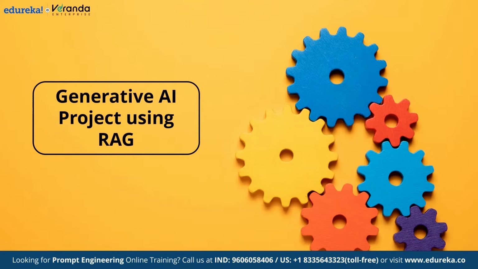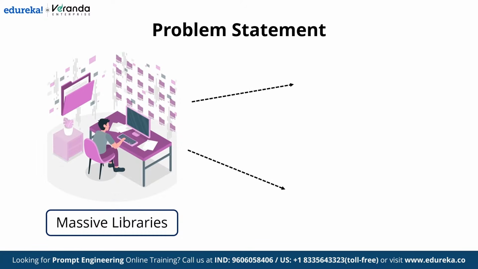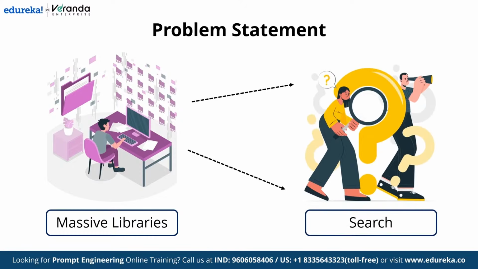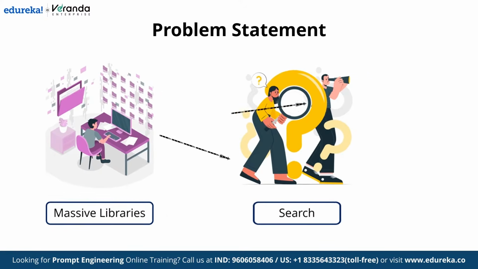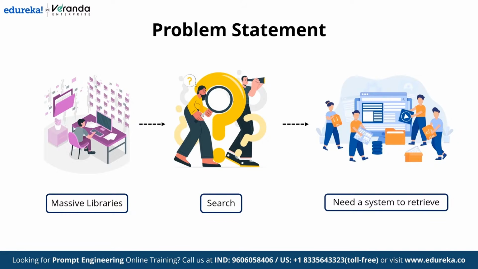Now, let us move on to a generative AI project using RAG. So imagine you're working with a massive library of documents. You need a way to quickly search and answer questions based on the content. Manually flipping through pages takes time and effort. Wouldn't it be great to have a system that retrieves relevant information and answers your questions directly within those documents?